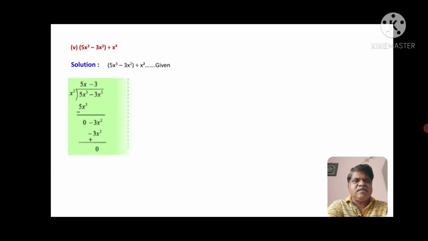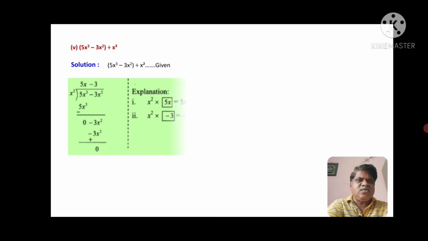The division is like this. Here 5x cube minus 3x square, which is a dividend, is a polynomial. It is divided by this x square, which is a divisor. In the first half you could see the division that is carried out.